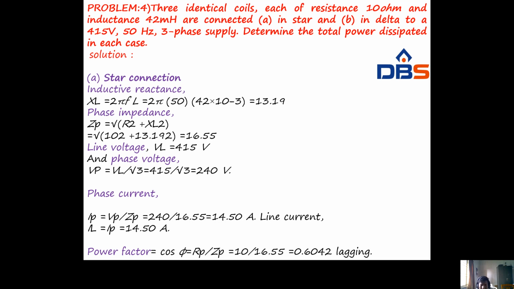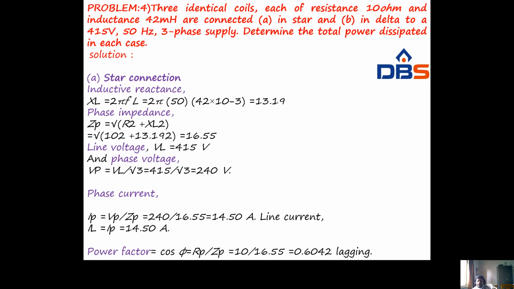So first, A, star connection. Inductive reactance XL is equal to omega L, that is equal to 2 pi F L. So that is 2 pi into 50 into 42 into 10 power minus 3, so XL is equal to 13.19 ohms. Therefore, phase impedance is equal to square root of R square plus XL square, so 10 square plus 13.19 square root. So phase impedance Z phase is equal to 16.55 ohms.